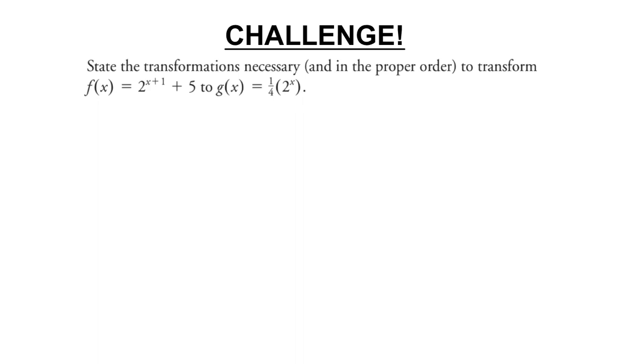Now this is a challenge question. If you're up for the challenge, you can try it. State the transformations necessary and in the proper order to transform f of x to g of x. So your parent function is this, 2 to the x plus 1, plus 5. What transformations would you have to make to this function to turn it into 1/4 times 2 to the x? So pause the video and try this if you're up for the challenge.